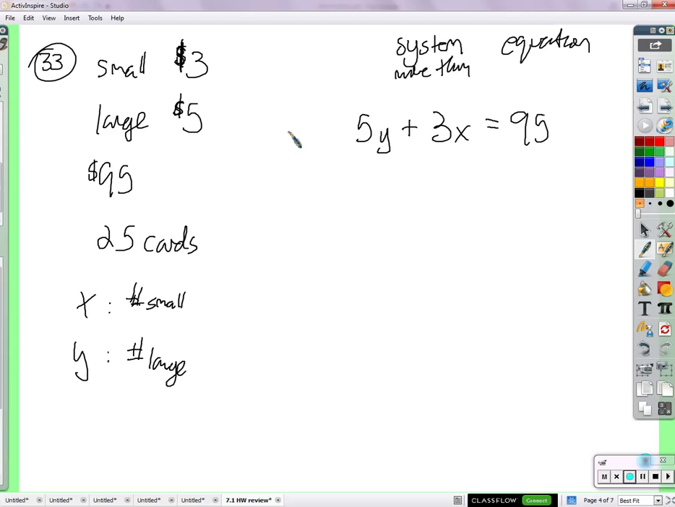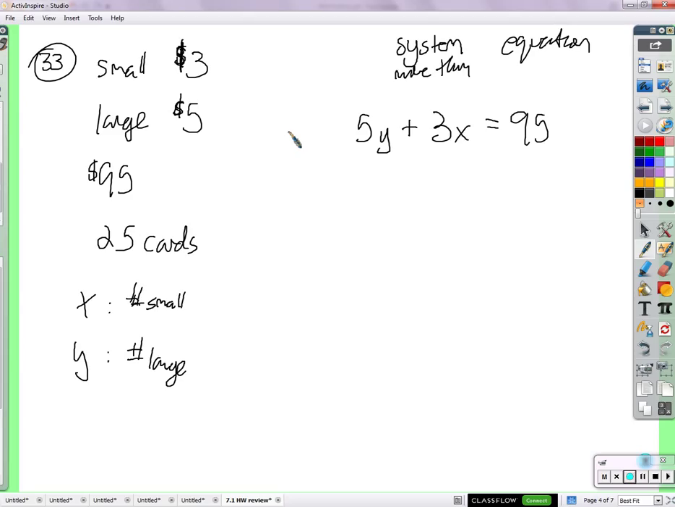The number of large cards times the price of a large card is going to be how much money he made from what? From each large card he sold. Well, from all of the large cards. Each large card is 5. You already knew that. The total of the large cards, the profit that he made off of the large cards, is $5 times the number of large cards.